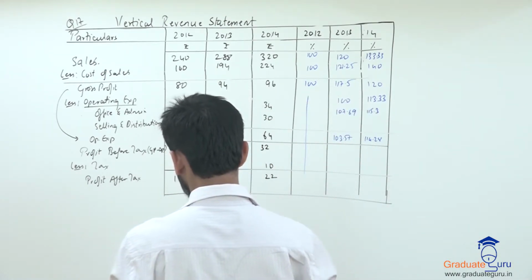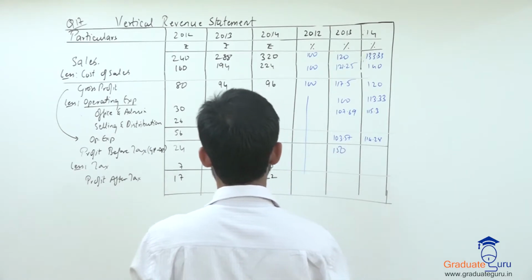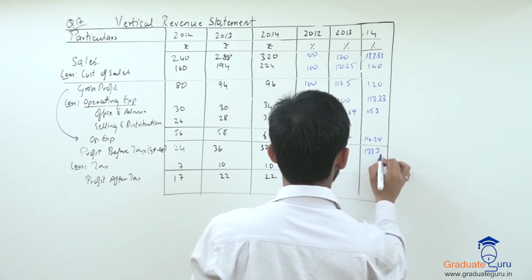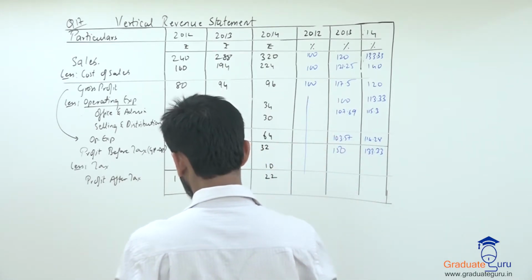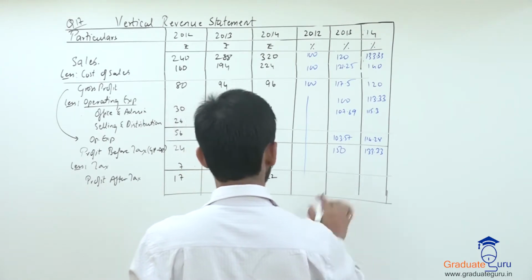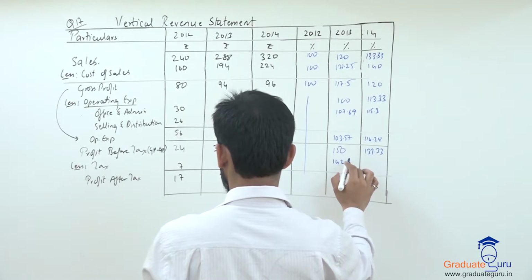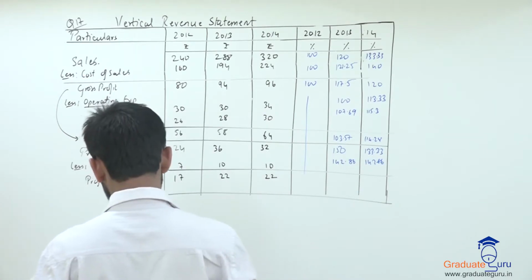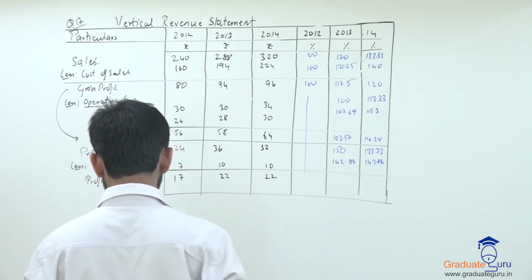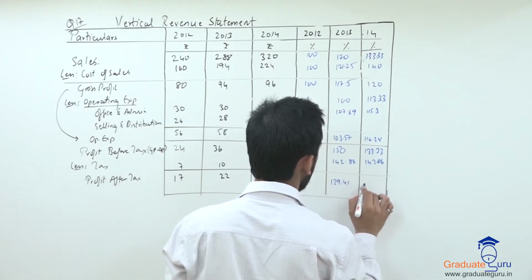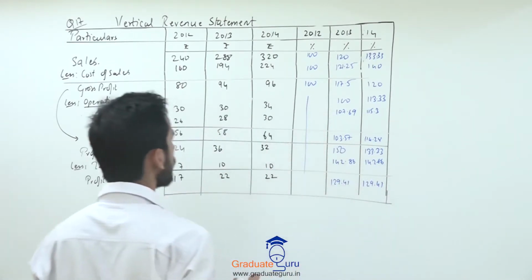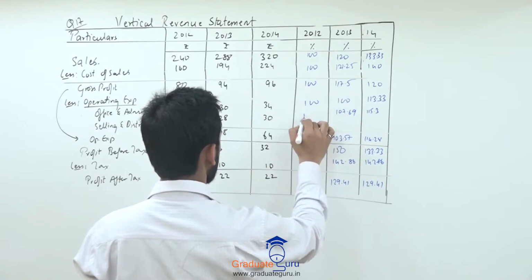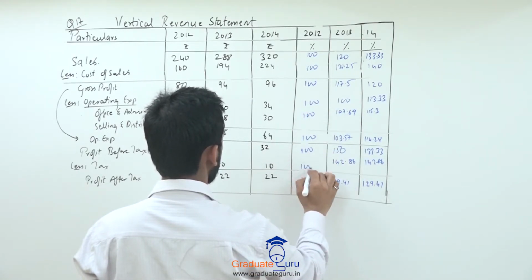36 divided by 24 will give you 150, and 32 divided by 24 will give you 133. 10 divided by 7, 142.86, and the last one, 22 divided by 17, 129.41. This is 100 throughout. आप लोग का भरोसा नहीं, आप भी ऐसा लाइन कर दोगे. I am done.